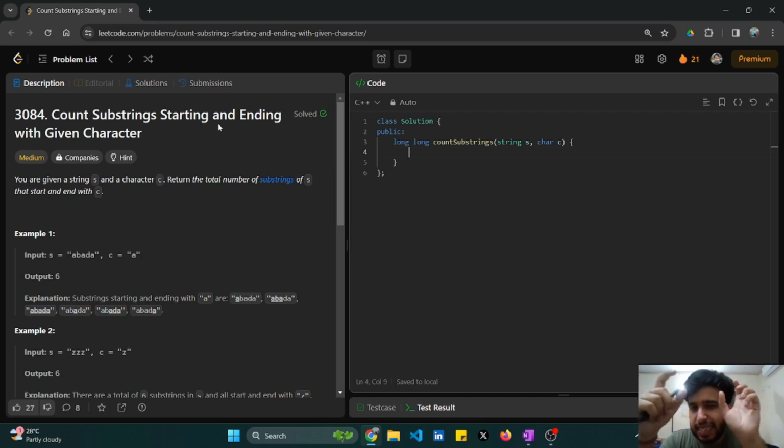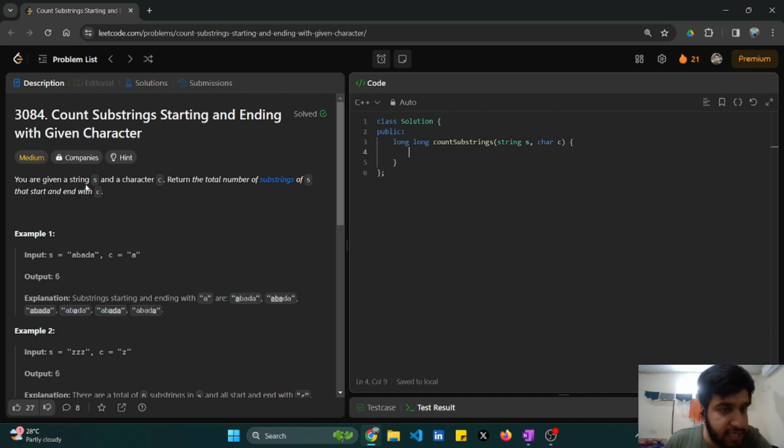So it says that you will have to count the number of substrings that are starting and ending with a character that is given. The title gives us a slight hint of what we need to do. Now we'll try to read the problem statement and then we'll go on to the solution. So let us first try reading the problem statement.